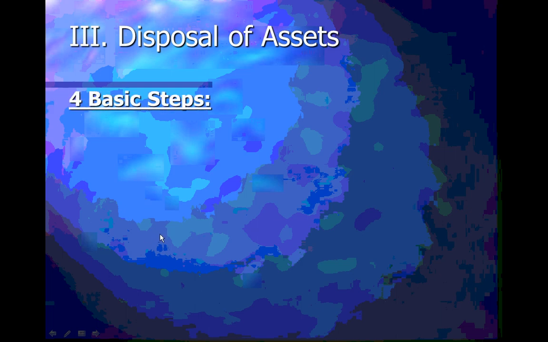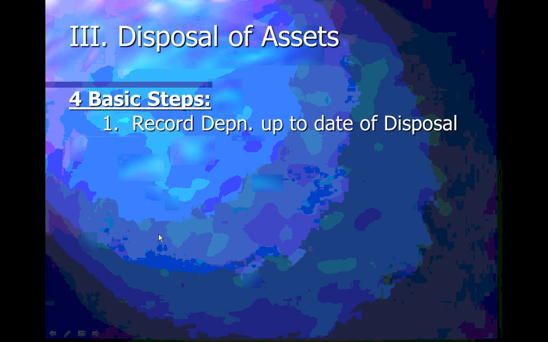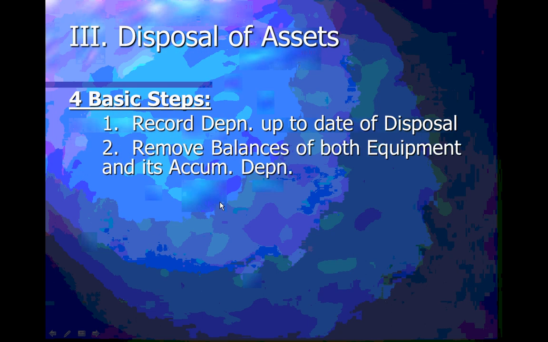What happens when companies get rid of these things is we're going to have to first record the depreciation up to the date of the disposal. We're going to remove the balances of both the equipment and all its accumulated depreciation. So the asset and all related contra asset accounts disappear from the books because we no longer possess that equipment. We're getting rid of it.